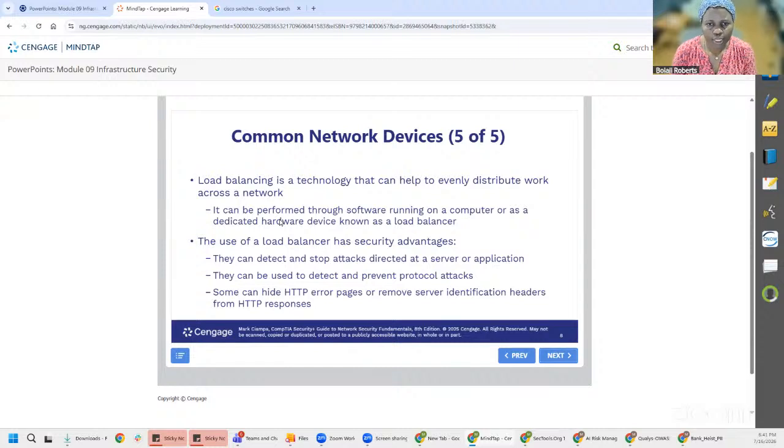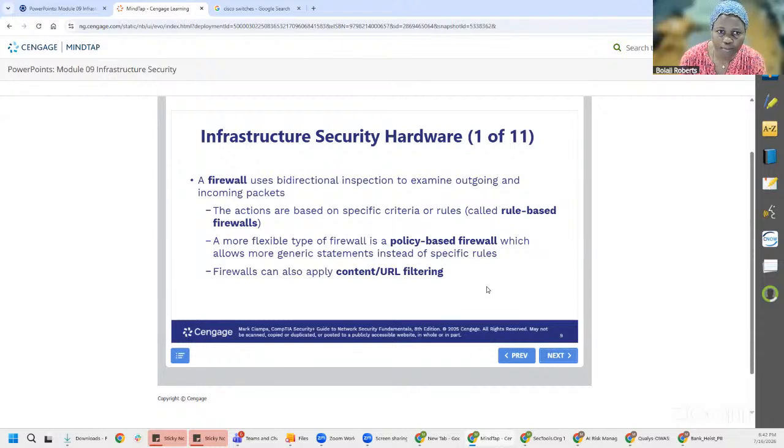Okay, so they can detect and stop attacks too. Maybe there is an overwhelming number of requests coming to the application. Instead of allowing that through, they could also filter that away. They can prevent attack protocols as well. And then they can also hide HTTP error pages and remove server identification headers from the HTTP responses. Okay.